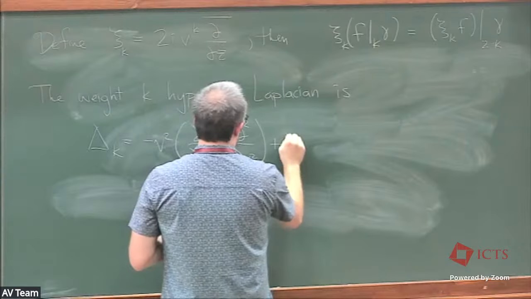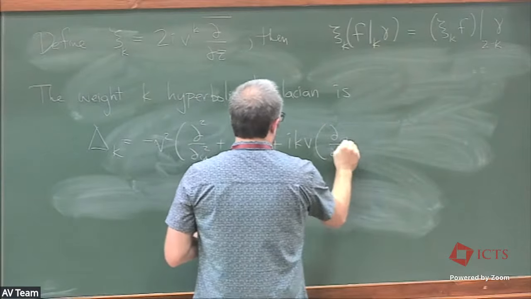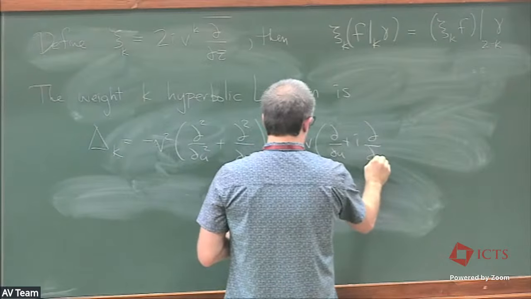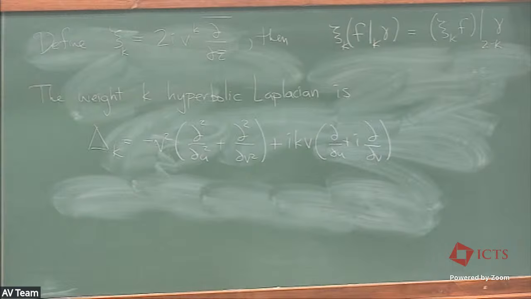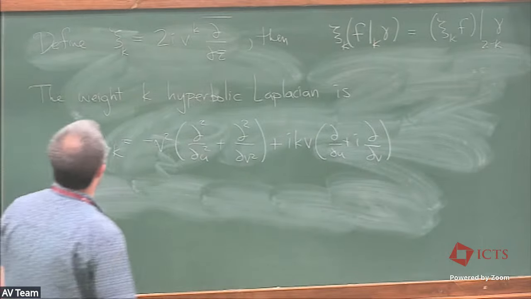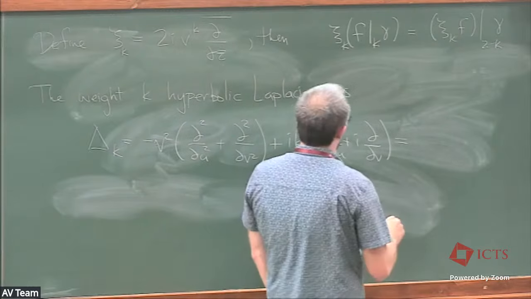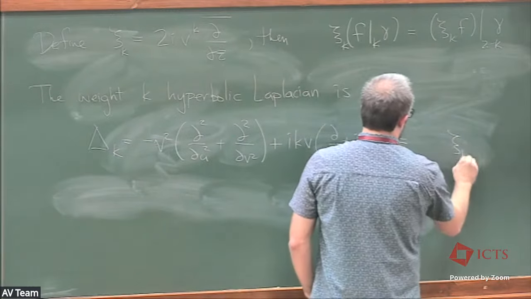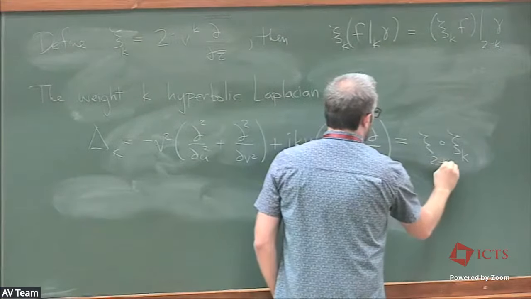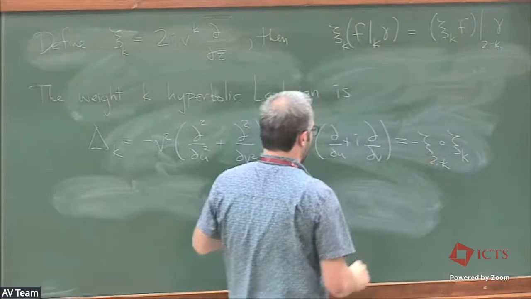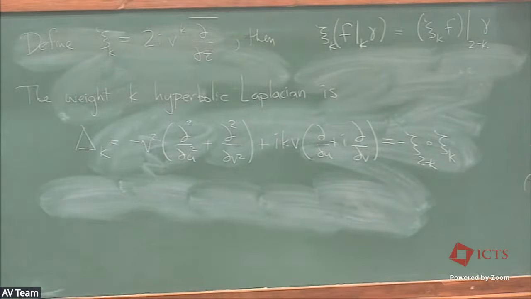Okay, plus i k v partial with respect to u, plus i partial with respect to v. And this is the Laplacian, but one really nice property of this Xi operator is that it basically factors the Laplacian. So if you do Xi k, and then you follow it up with Xi 2 minus k, and then give it a little minus sign, you'll get exactly this operator. And that's a fun little exercise.